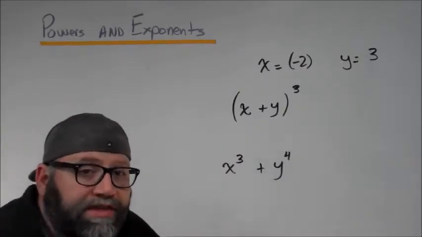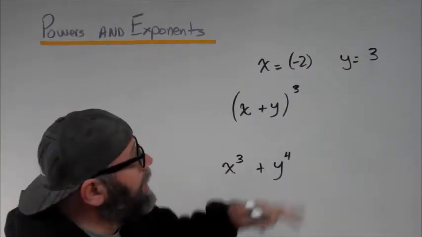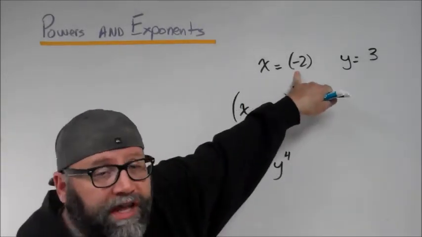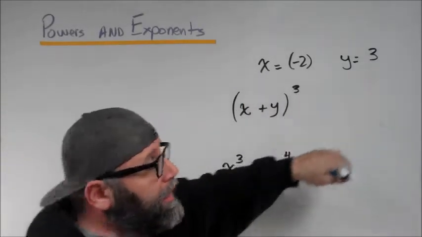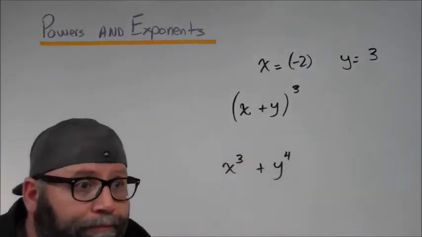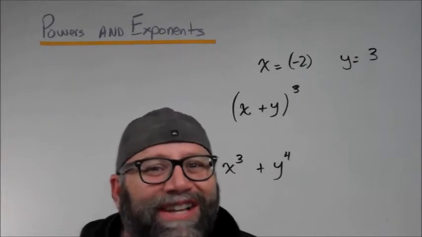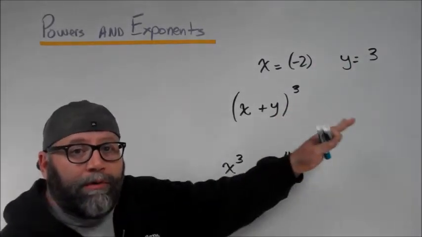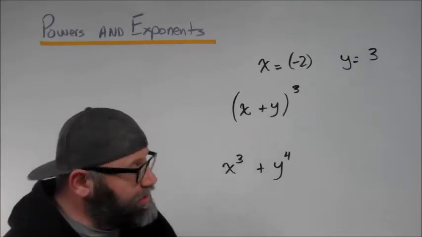Now let's evaluate these in an algebraic sense. So I have values for my variables. X is going to be equal to -2, y is equal to 3. And now I have some expressions here. And expressions are equations without equal signs or answers. So what we're going to do is substitute in the values, and then we'll use the order of operations to figure this out.